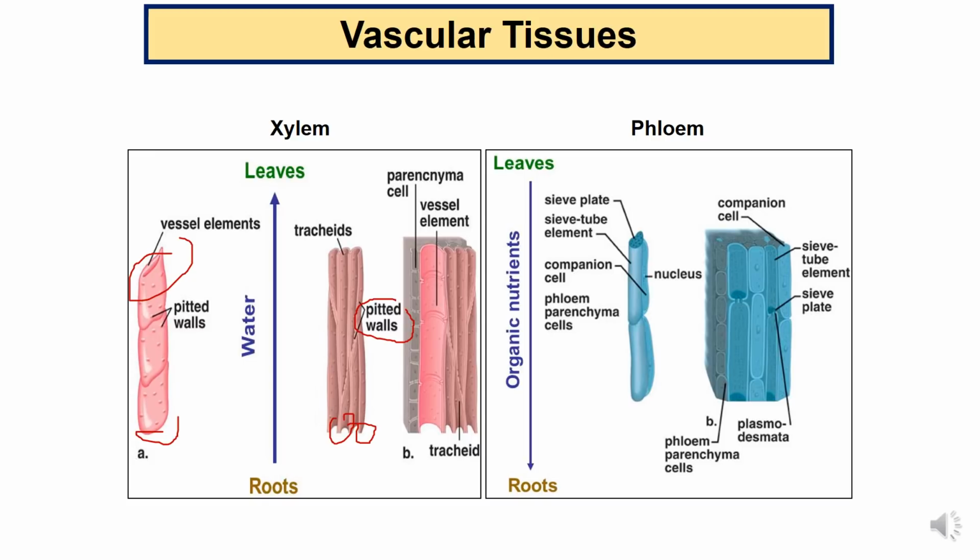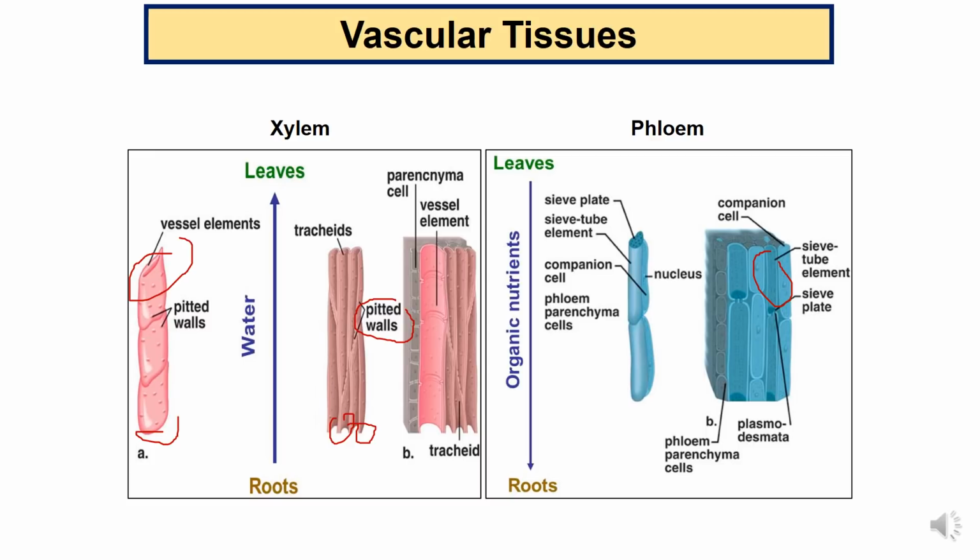Unlike the water-conducting cells of the xylem, the sugar-conducting cells of the phloem are alive at functional maturity. In the phloem of angiosperms, or flowering plants, these nutrients are transported through sieve tubes. So these are the sieve tubes, which consist of chains of cells called sieve tube elements or sieve tube members.